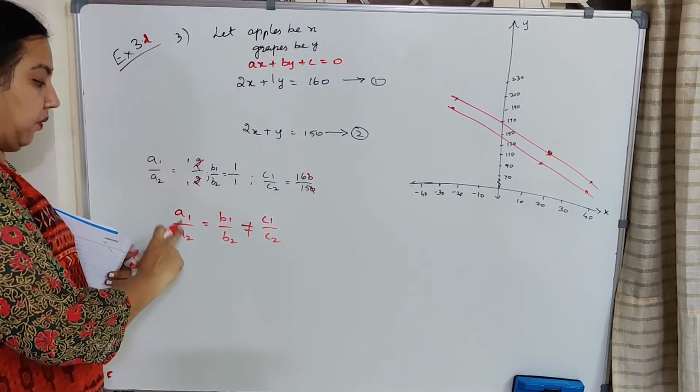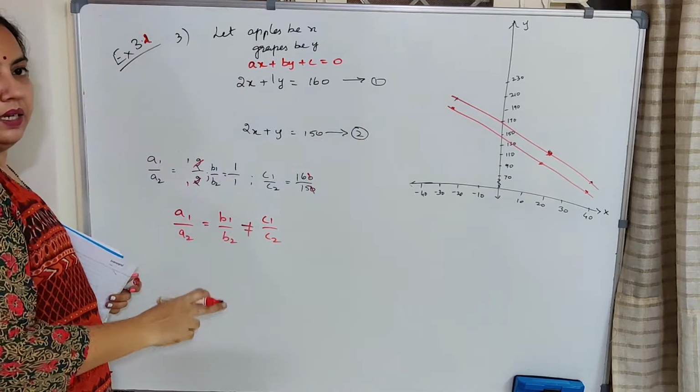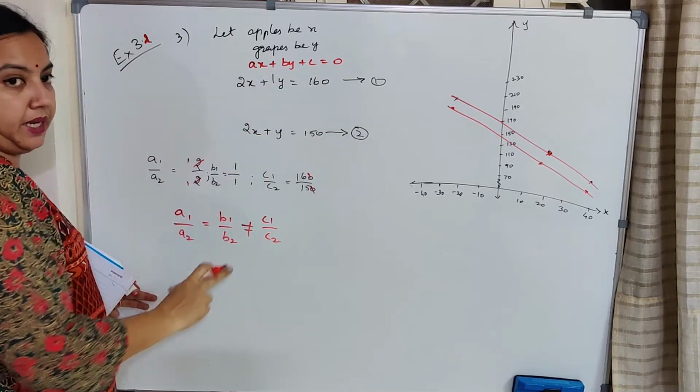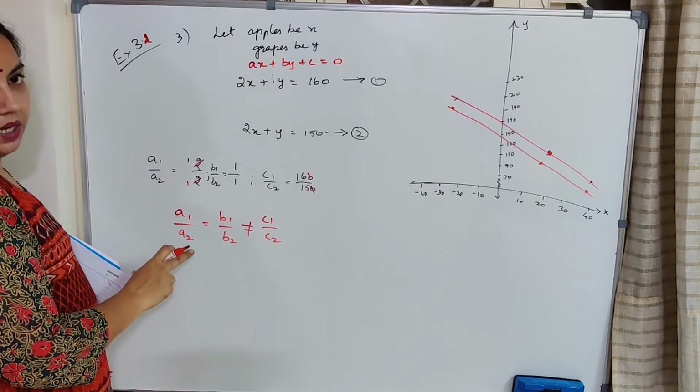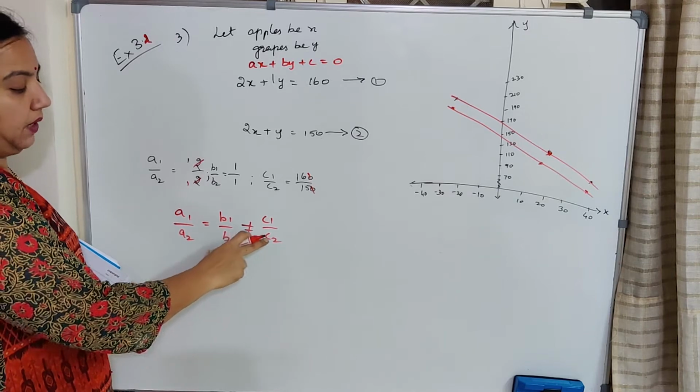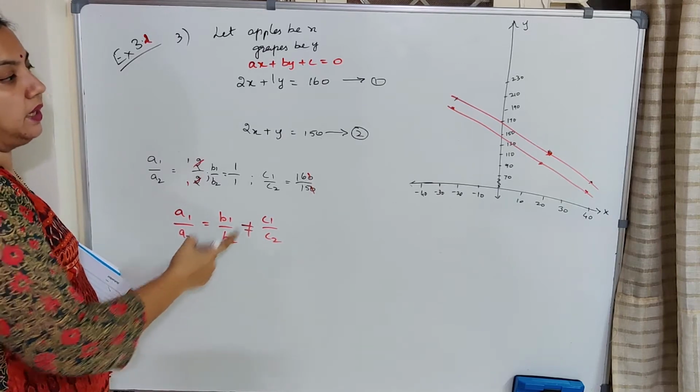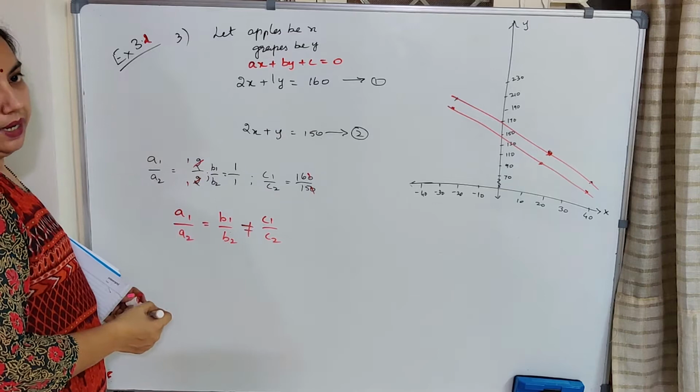Simple. We need not do it graphically. We have to make an equation algebraically and show it like this: a1 by a2 is equal to b1 by b2, and if it's not equal to c1 by c2, then the two lines are going to be parallel.